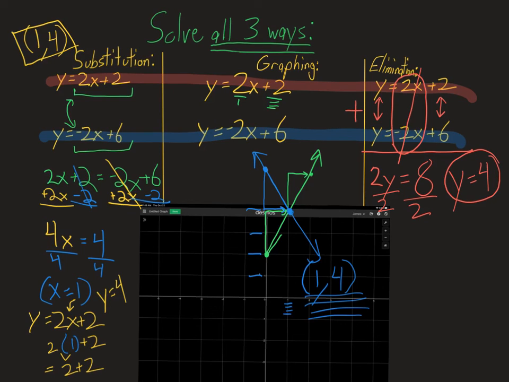And then plug into either original equation and get my x. I'll use the bottom one. y equals 4. So then we're at 4 equals negative 2x plus 6. And you're going to have to do some solving to finish this guy.